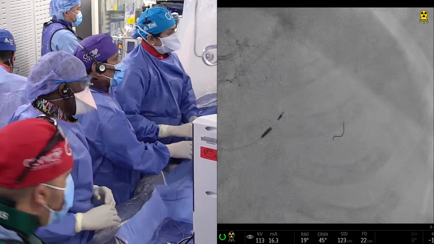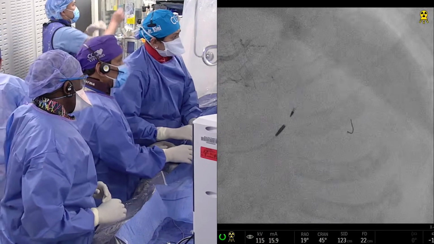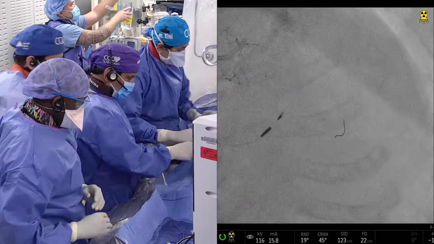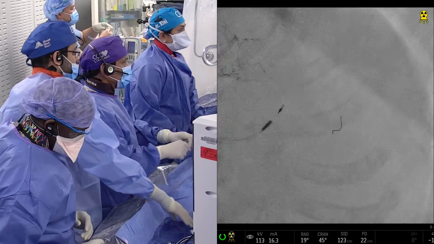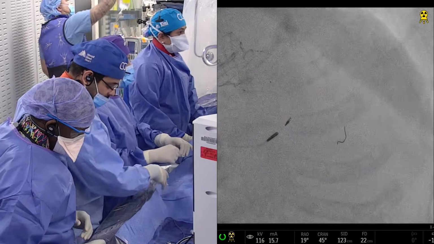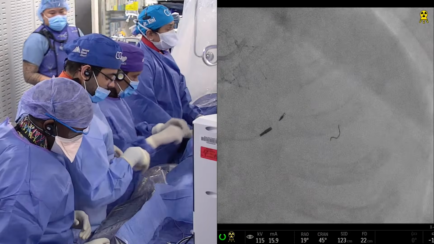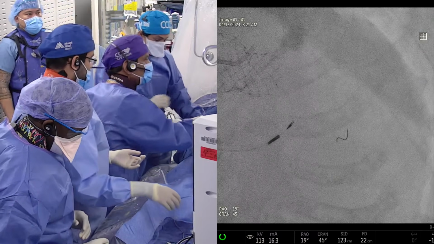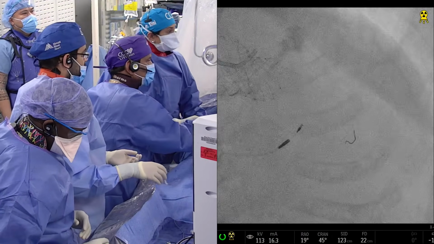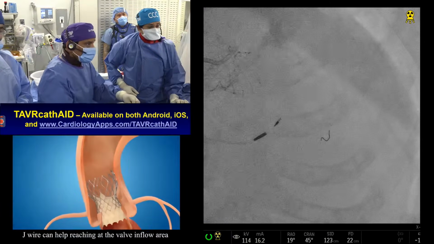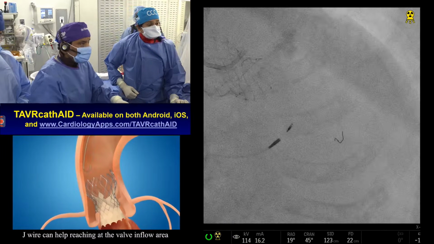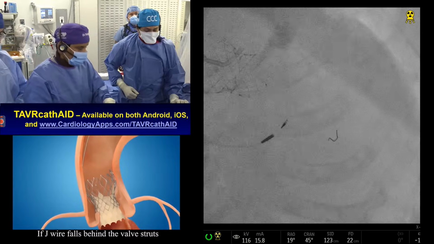So once you don't have guide support, try not to go around handling all the complex lesions. The symptoms are likely from this proximal LAD. I know we are talking about disease in other areas also, and the RCA is total. But the RCA has been known to be total since 2016.